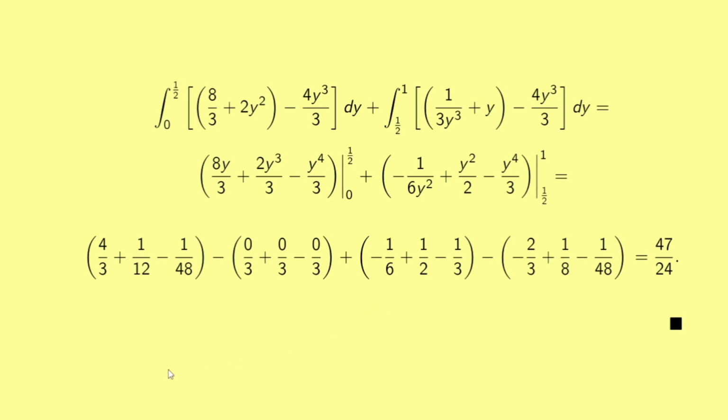So it's not a hard problem. The most difficult part is describing the region algebraically.